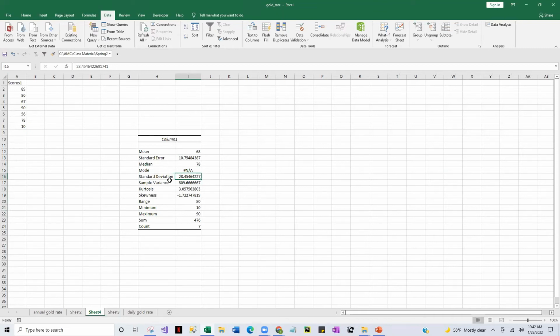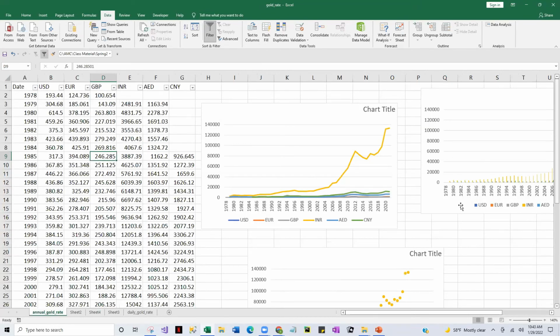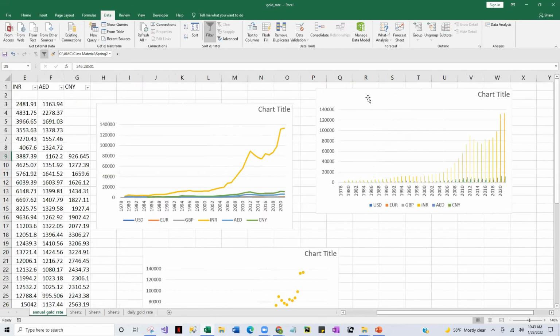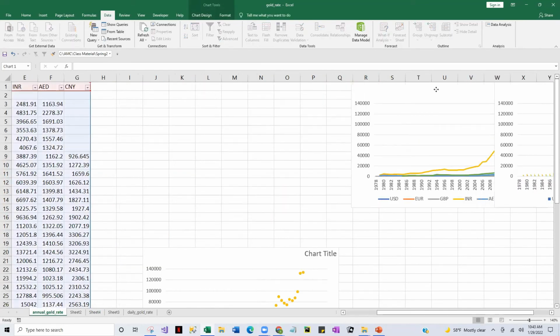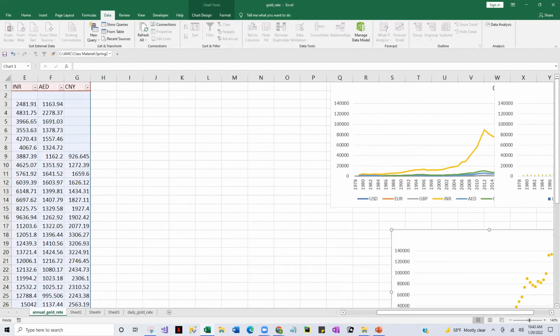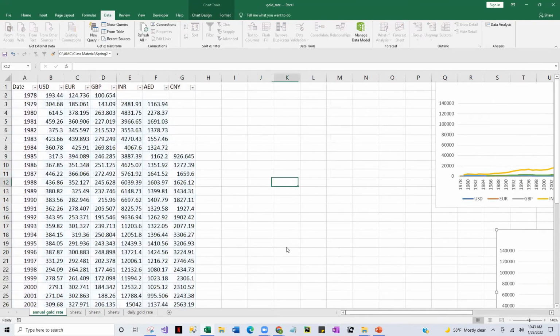So you can get this within a click. Right now, you have a calculator, you have software programs to get all this data, all these descriptive statistics. But you need to know what each means, right? That's why we did all this exercise. Let's do the same descriptive statistics for this gold rate, annual gold rate. Do you have Excel or do you have a Google Sheet? Google Sheet also has this functionality. So explore how you can do that in Google Sheets also.